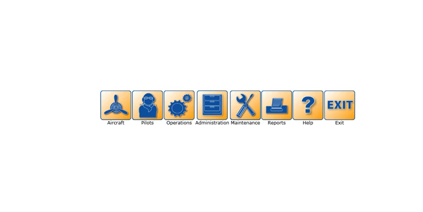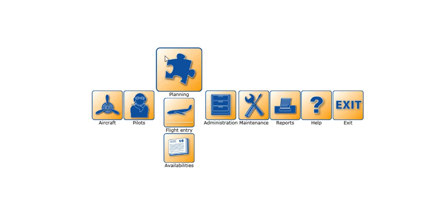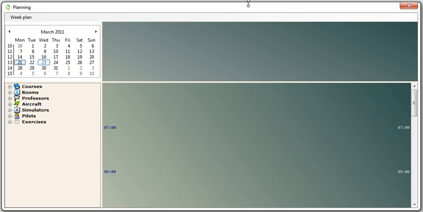In this video we're going to check the planning capabilities of FBO Explorer. From the main menu we select the planning option. That leads to a window with 4 panels: the dates panel, conflicts panel, resources and planning panel.